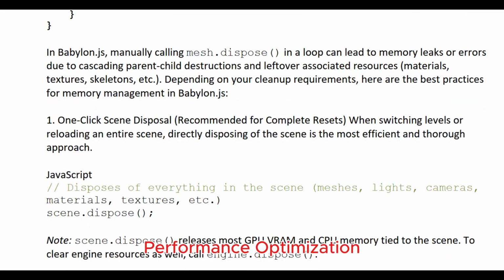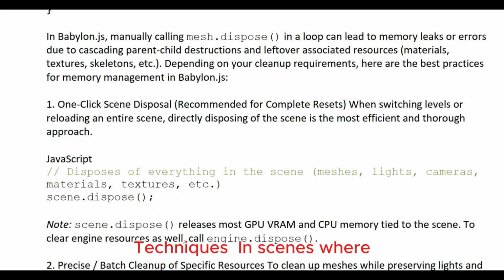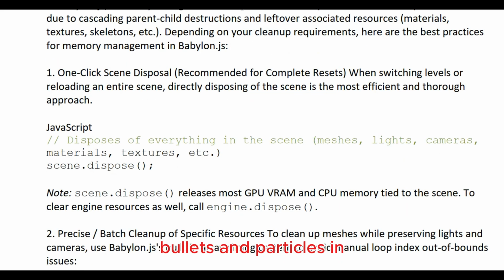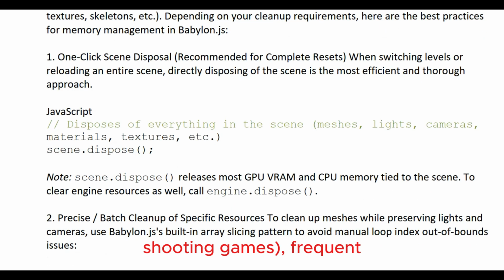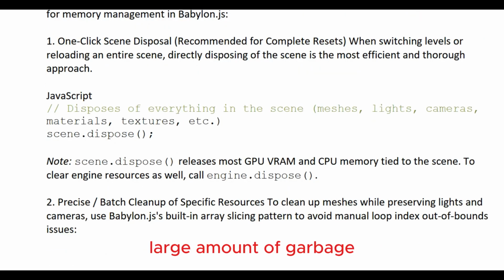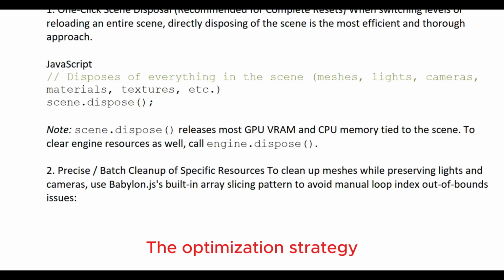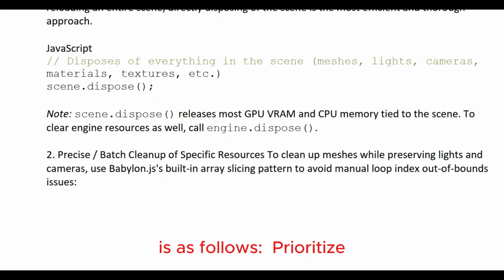3. Performance optimization techniques. In scenes where meshes are frequently created and destroyed, such as bullets and particles in shooting games, frequent dispose will trigger a large amount of garbage collection (GC) overhead, causing stuttering. The optimization strategy is as follows.